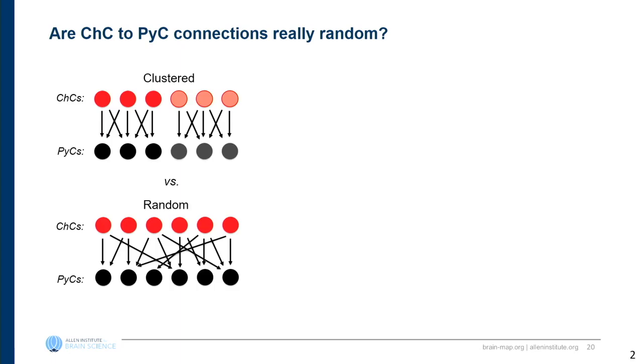Now, this model that I just described implicitly assumed randomness, that a chandelier cell and a pyramidal neuron didn't actually care who was who when they formed connections. And so we wanted to test that. Is this connectivity completely intermixed, or are there some chandelier cells that prefer to talk to some pyramidal neurons and other chandelier cells that prefer to talk to other pyramidal neurons?